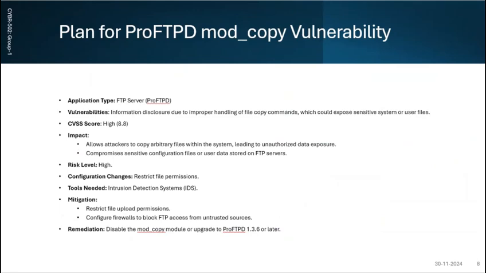This slide is on the ProFTPD mod_copy vulnerability. It highlights an FTP server vulnerability allowing unauthorized file access. Key impacts include data breaches and exposure of sensitive configurations. Mitigations involve restricting file permissions and upgrading to secure versions. Here you can see the CVSS score is high, which is 8.8. Risk level is high.